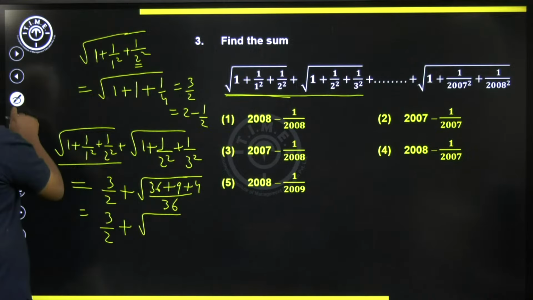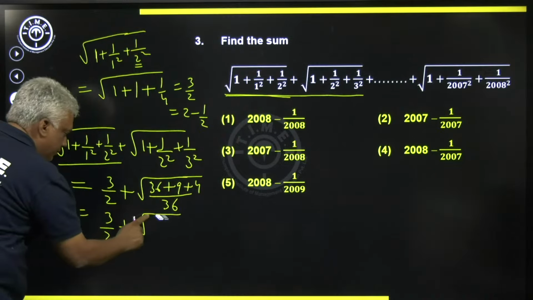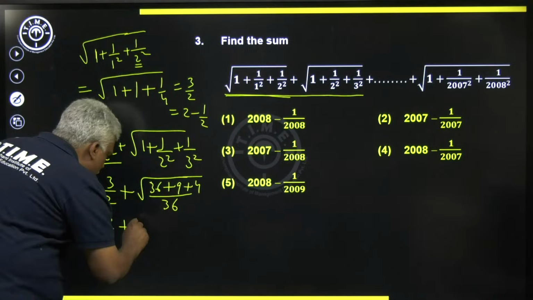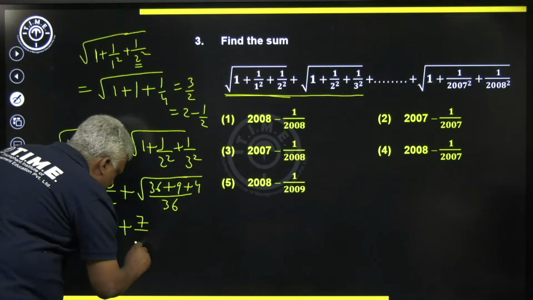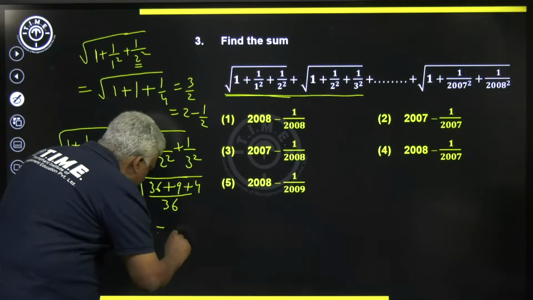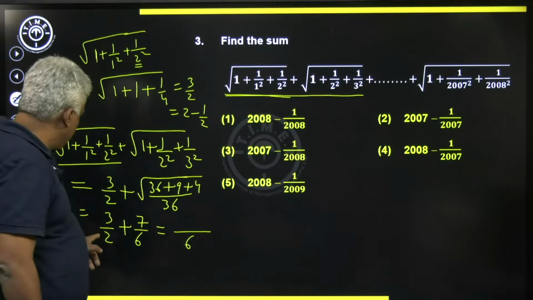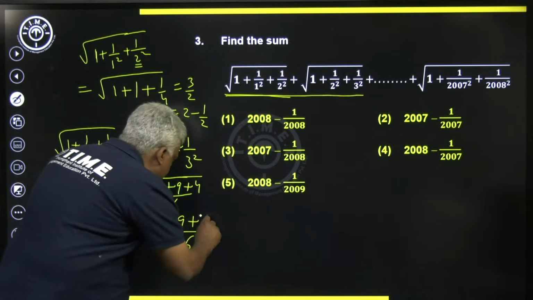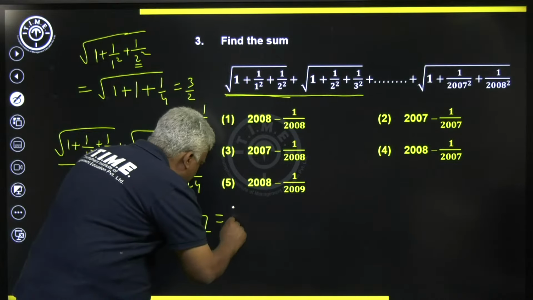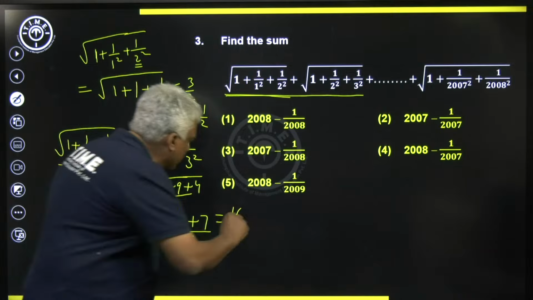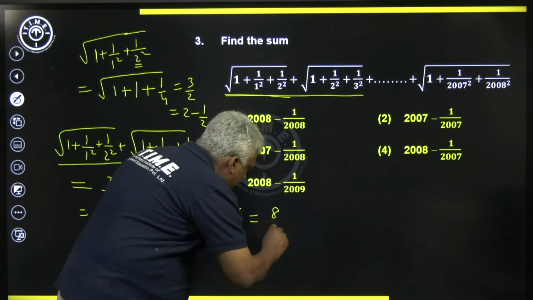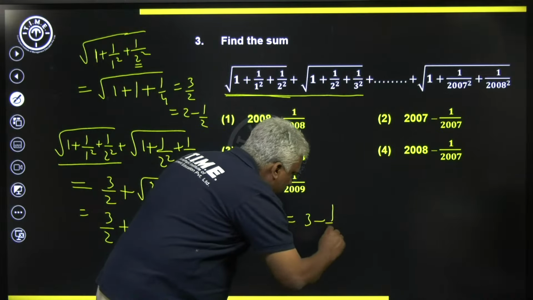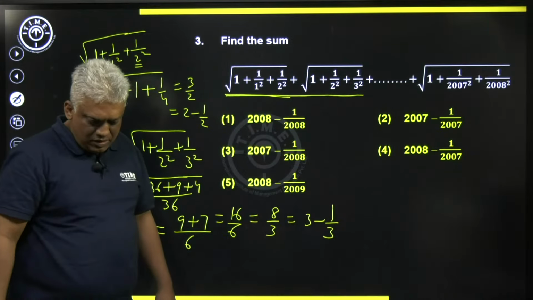We can jump one step, so I'll just write directly. This term, 49 by 36, is 7 by 6. And if I take the LCM, it is again 6. Now 2 3s are 6, so it will be 9 plus 7, right? Which is 16 by 6, which is 8 by 3. Now we can write it as 3 minus 1 by 3. You see, 3 minus 1 by 3 is 8 by 3.